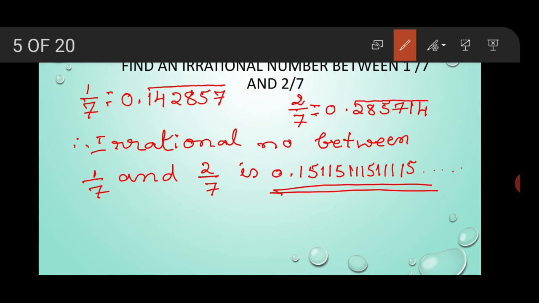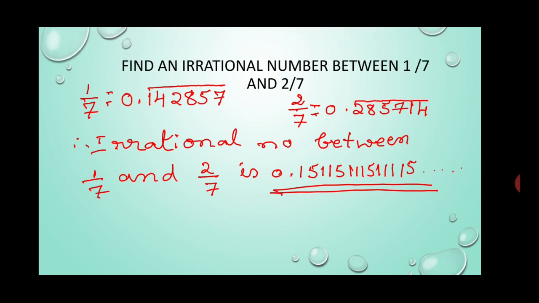You can take any other irrational number also. For example, 0.16, 116, 11116, like that, or 0.17, like that. Any values or any irrational numbers you can take here. Right? Did you get this?